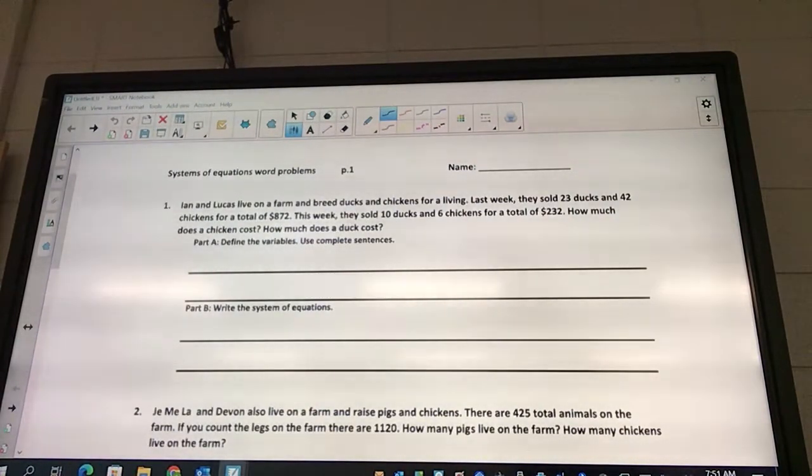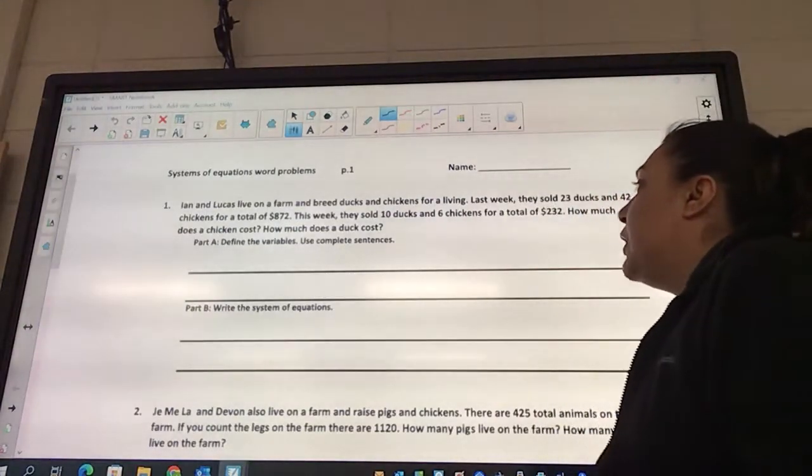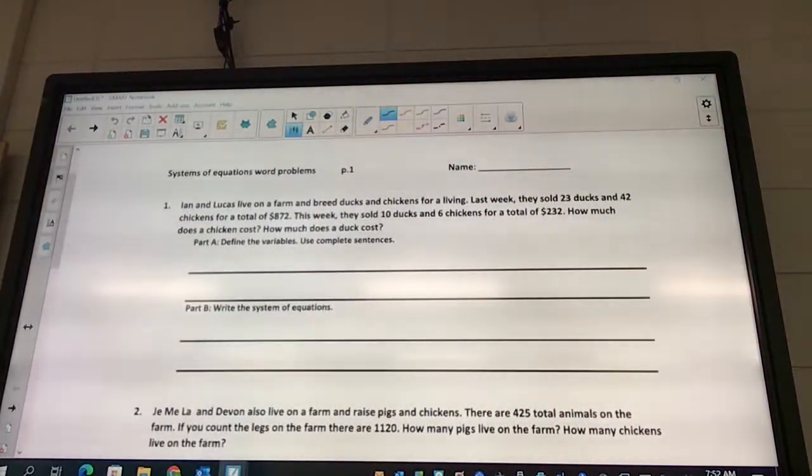So we got Ian and Lucas live on a farm and breed ducks and chickens for a living. Last week they sold 23 ducks and 42 chickens for a total of $872. This week they sold 10 ducks and 6 chickens for a total of $232. How much does a chicken cost? How much does a duck cost? Now, we're not going to solve them all the way out because it takes too long, honestly.